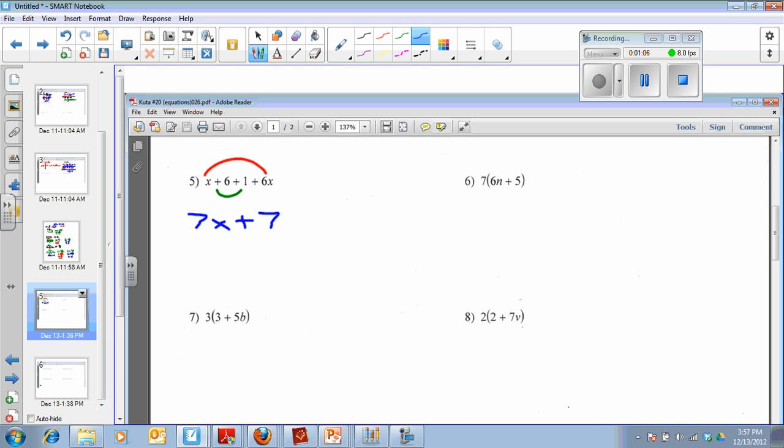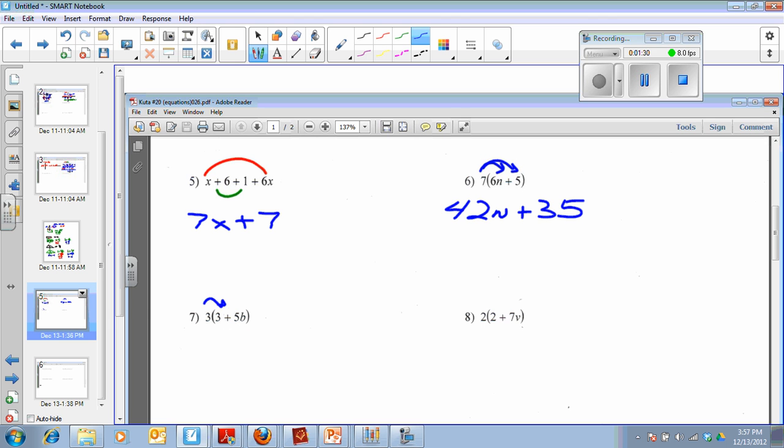Problem number 6 starts to talk about the distributive property. We need to multiply that positive 7 through the parentheses. So I'm going to do it first. Positive 7 times a positive 6n becomes a positive 42n. A positive 7 times a positive 5 becomes a positive 35. Once again, I can't put those two terms together. They're not like terms. Let's move on to problem number 7.